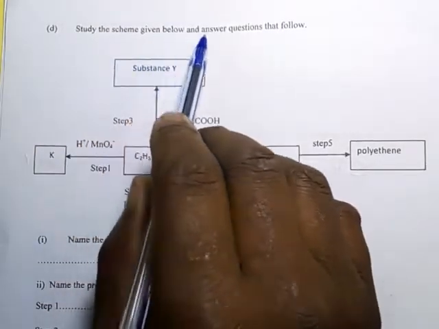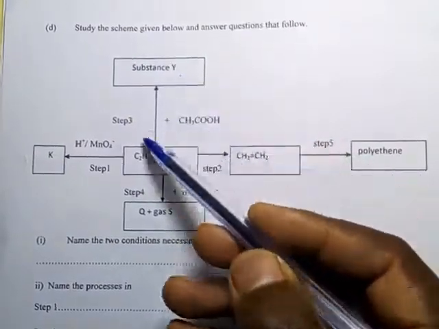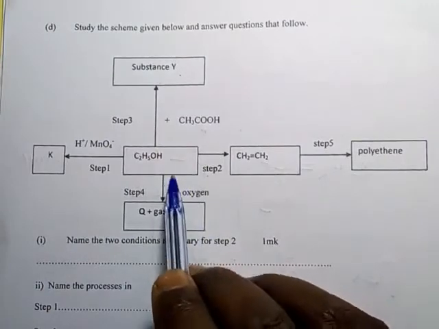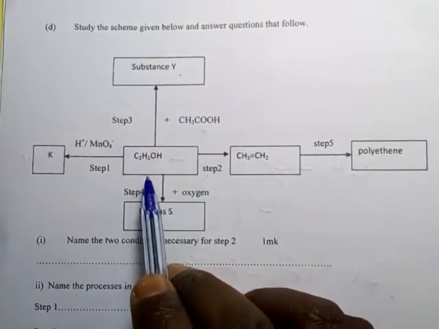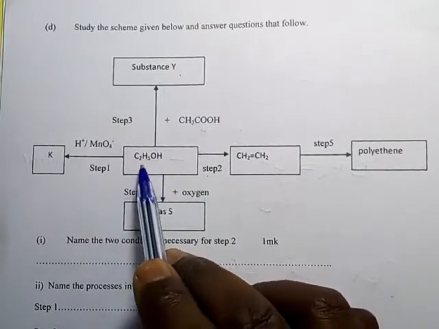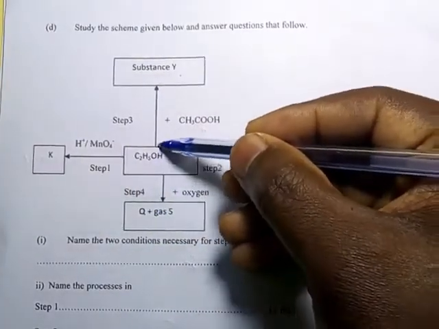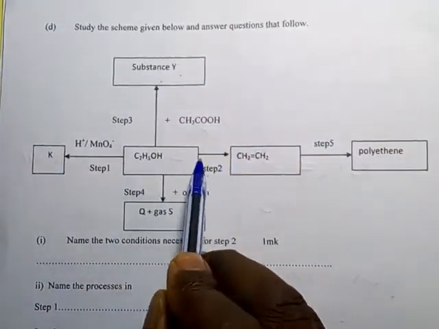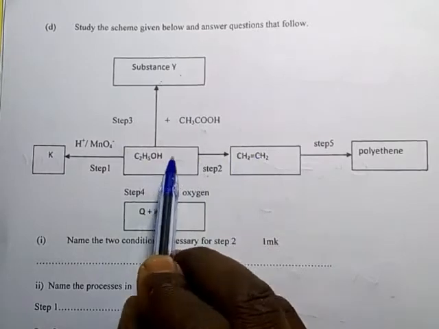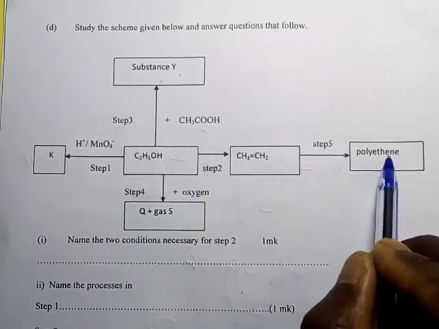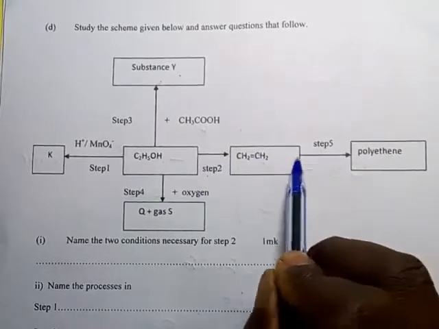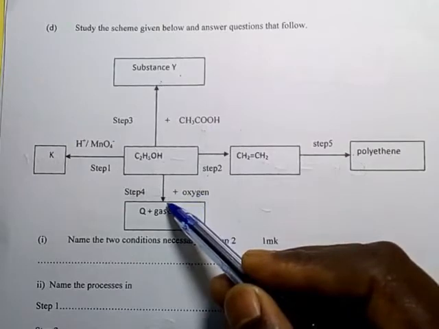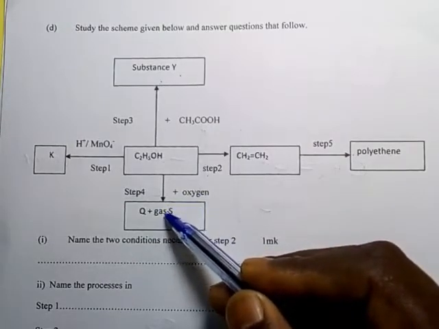Study the scheme below and answer the questions that follow. Substance Y, step 3. So when you have a scheme like this, it is important for you to look at the arrows. Where are the arrows coming from and where are they going to? So this means that this process is going up because the arrow was there. This process starts from here going this way. So the source of this is this. That is what it means. The source of the polythene is from step 5 this way. Therefore, it is important for you to look at the arrows and see which direction they are facing.